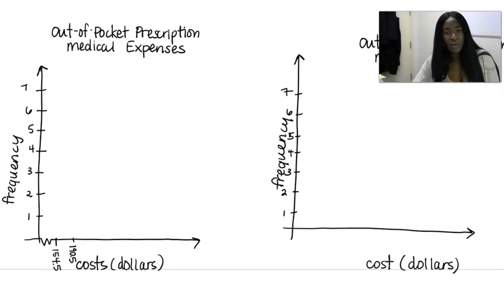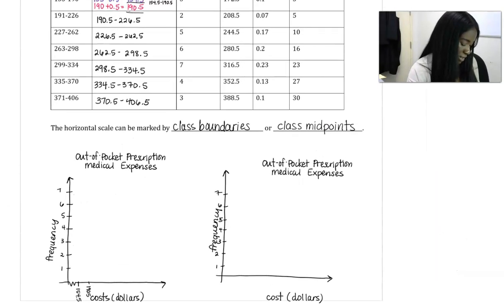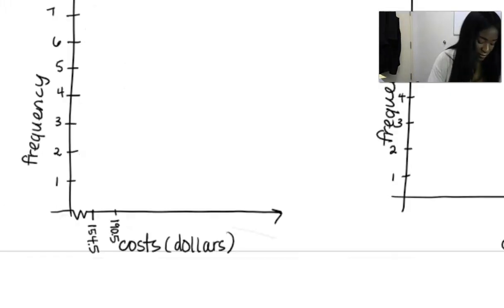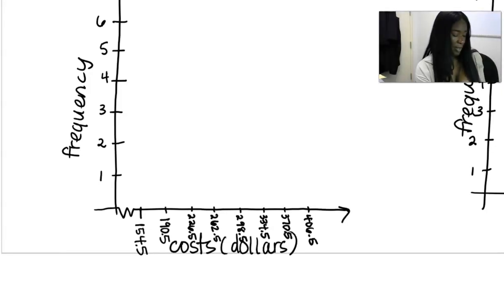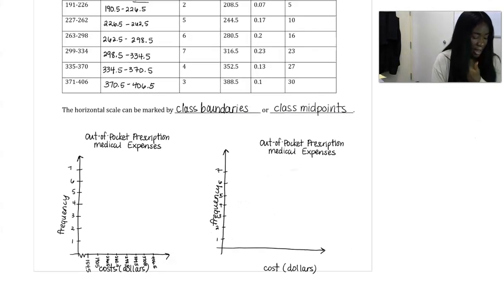And then we'll continue going down with the next class boundary. So after 190.5, we had 226.5. And I'm going to try to keep these about the same equal width apart, so it looks like each bar is the same width. Then we have 262.5, followed by 298.5, followed by 334.5, 370.5, and then 406.5. Okay. And now we're going to go ahead and start graphing in our bars.